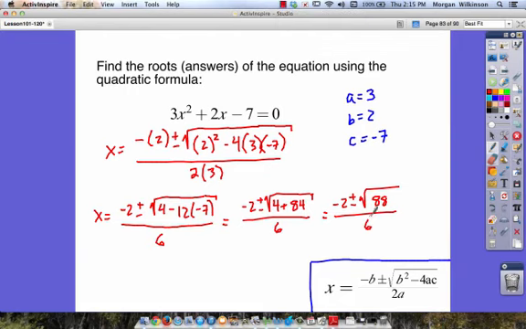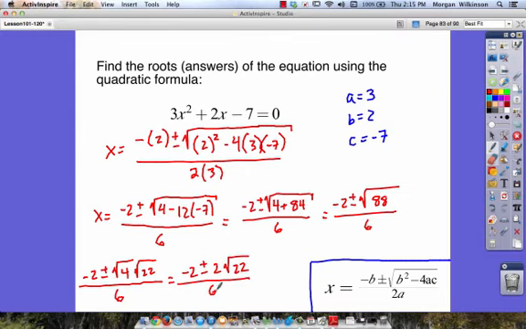When we break down the square root of 88, we might get this: negative 2 plus or minus the square root of 4 times the square root of 22. So 4 times 22 is 88, and this is going to all be over 6. We did this because the square root of 4 is 2. So our answer will simplify to negative 2 plus or minus 2 times the square root of 22, all over 6.